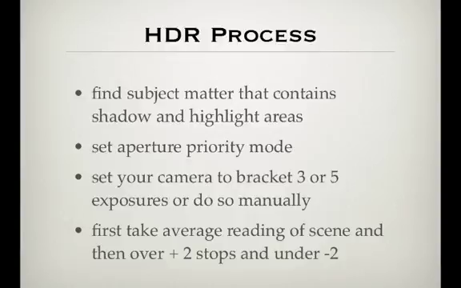You want to find a subject that contains shadow and highlight areas. Then you want to set your camera to aperture priority mode. Then you also want to set your camera to bracket 3 or 5 exposures, or you can put your camera on manual and do it manually. First, take a reading of the scene, and then take an exposure, then go over 2 stops, and then under 2 stops for a 5 exposure.